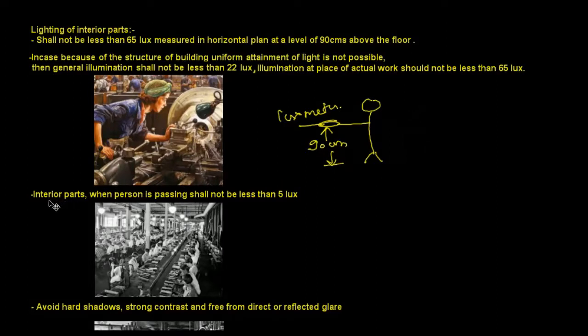Next, interior parts where a person is passing shall not be less than 5 lux. So for the interior part of the factory where work is not being carried out and a person has to just pass, the light should not be less than 5 lux.